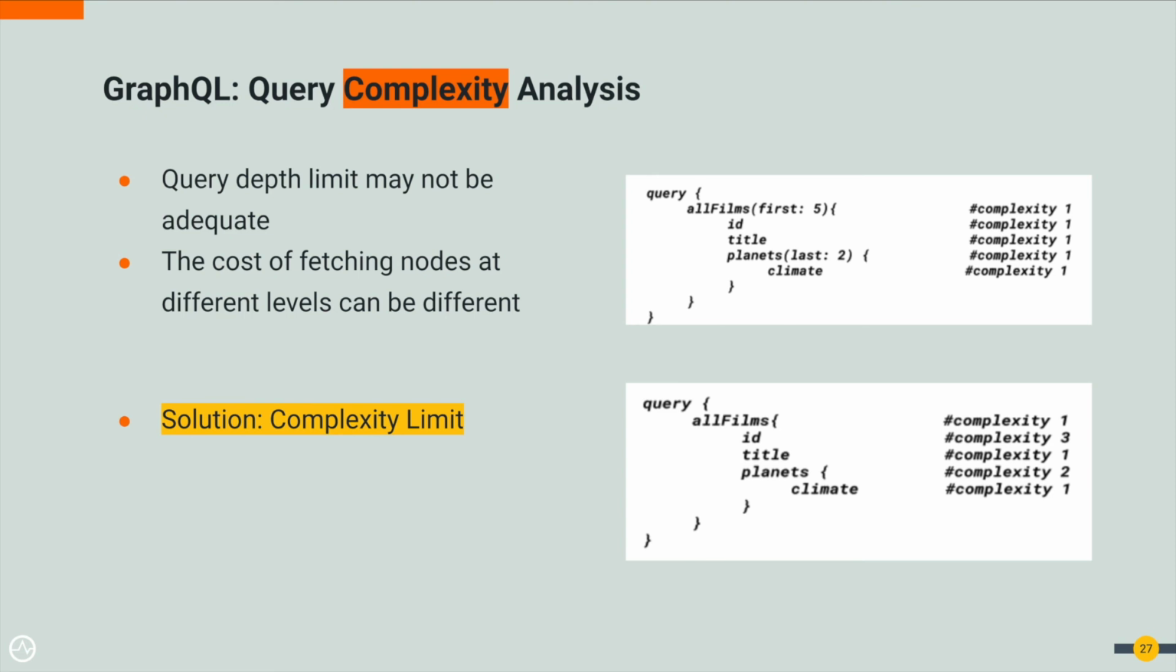The query depth limit may not always be adequate because one can create very expensive GraphQL queries without going into much depth. That's because the cost of fetching certain nodes and fields can be higher than fetching other nodes or fields. So to handle that issue, we can set complexity levels for each node and each field, and then we can calculate an aggregated complexity value for each GraphQL query. Based on that, we can decide whether this request should be allowed or not.